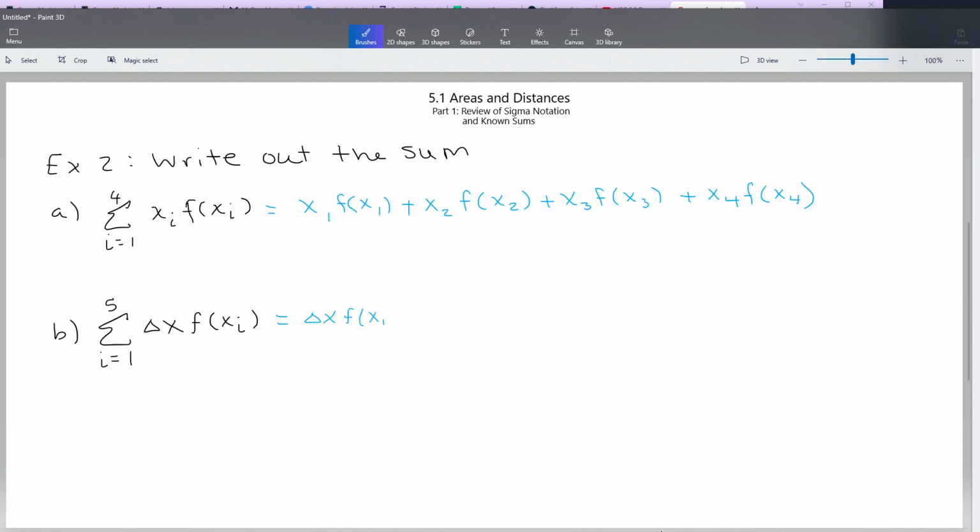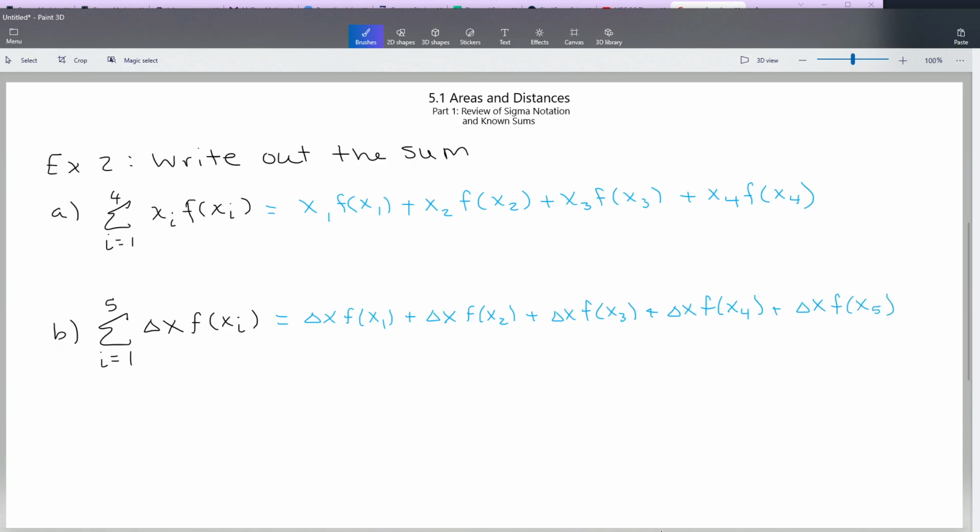So I'll have delta x times f of x1. Okay, then the same thing is going to happen for the second term. I'll have delta x times f of x2. Then delta x times f of x3, then delta x times f of x4, and then delta x times f of x5.